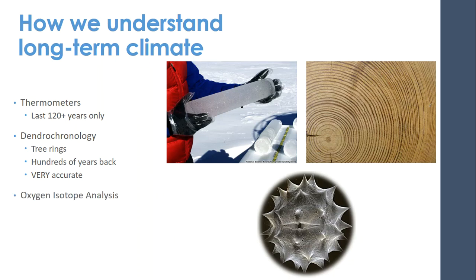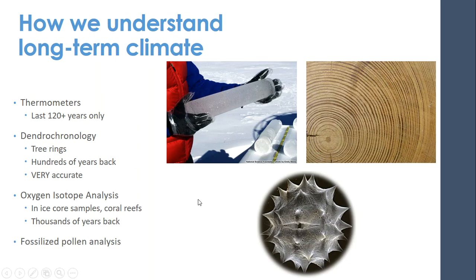Beyond that, we go to oxygen isotope analysis. Basically, we sample into very old ice and coral reefs in order to analyze what the climate was like then. And that can go thousands of years back. And then after that, we used something called fossilized pollen analysis. Here's a picture of some fossilized pollen. We're able to look at that pollen, understand what the climate was like, and that goes millions of years back.